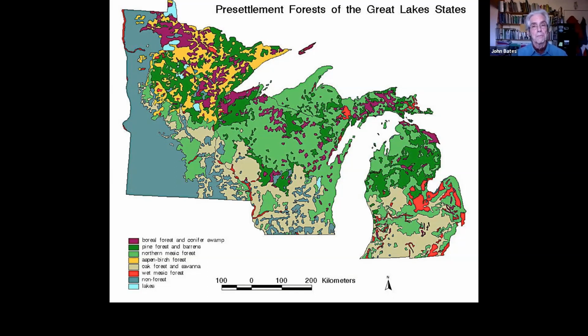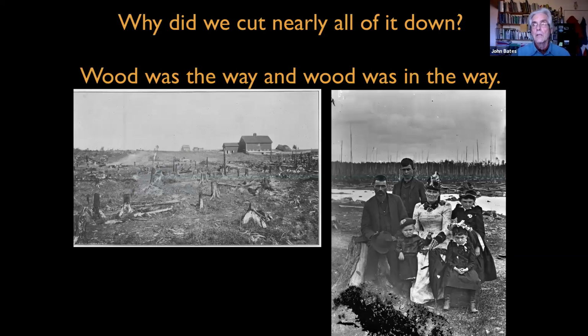in the upper Midwest. So the question I wanted to answer in part in the book was, why did we cut it all down? You know, we all wonder, but why didn't someone have a vision to save some of it, for goodness sakes? We'll get to the statistics of how much we have left, but it's minuscule. Why didn't we save it? And it's a very simple answer, I think, because wood was the way, meaning that it was used for everything from building cradles to building coffins, so from cradle to grave, and everything in between. And wood was in the way.